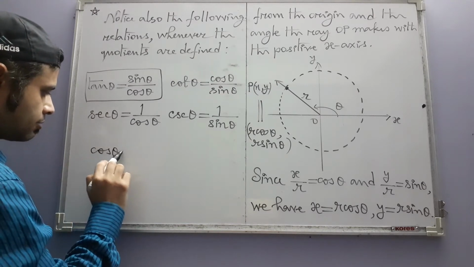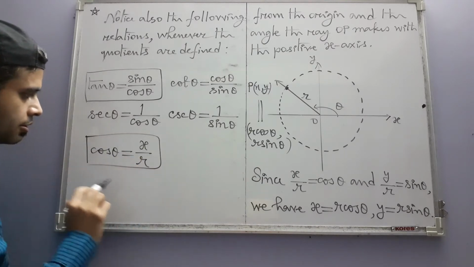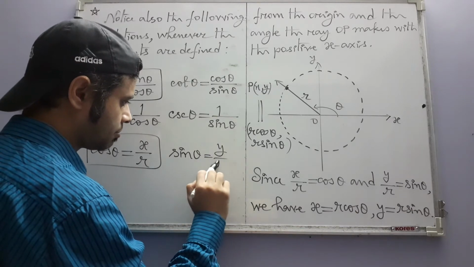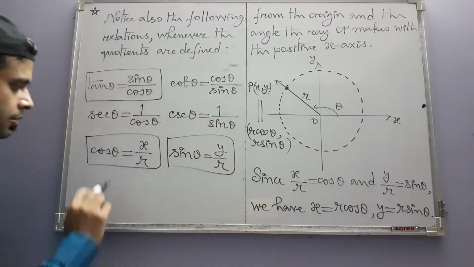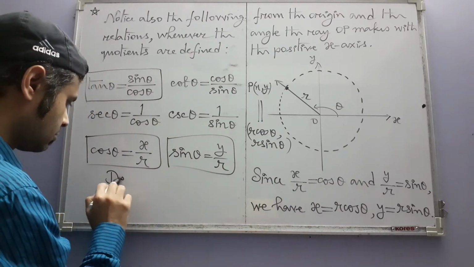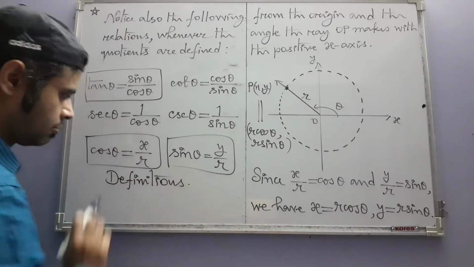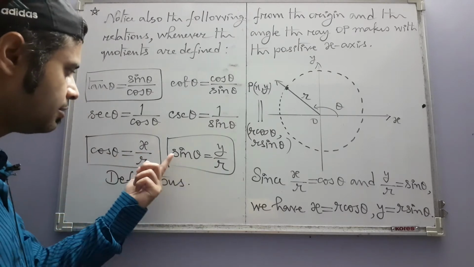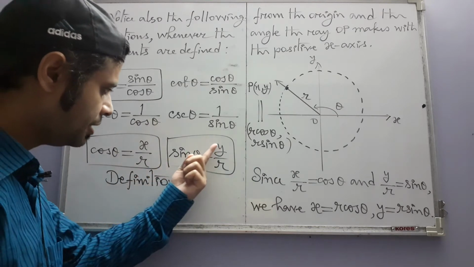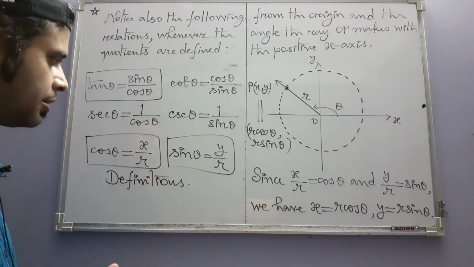Say cos theta equal to x divided by r, and let's just look at another equation, sine theta equal to y divided by r. These equations are definitions. They define these symbols, sine theta and cos theta. Sine theta means y divided by r, that is the meaning of sine theta. Cos theta means x divided by r.